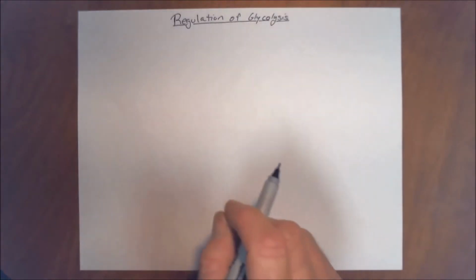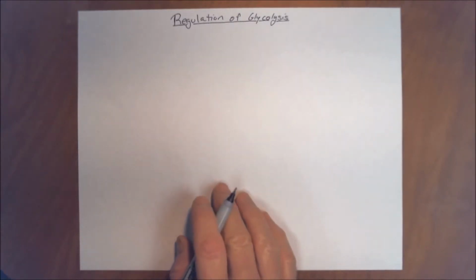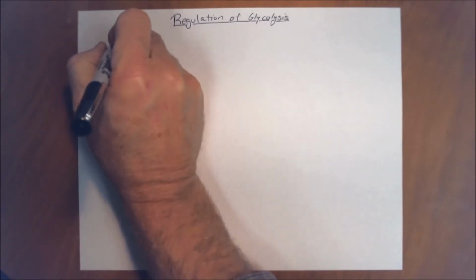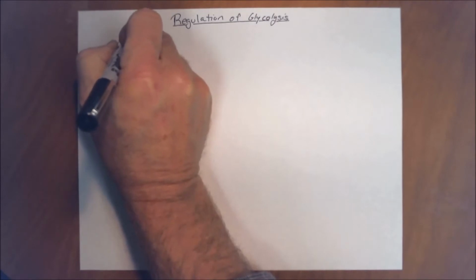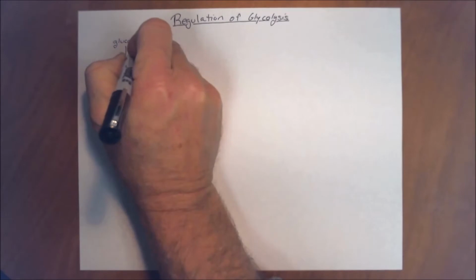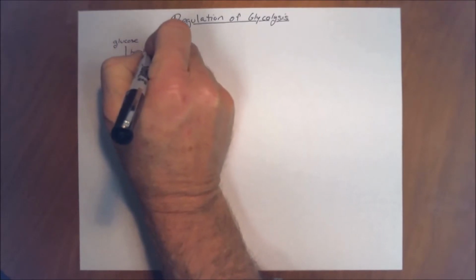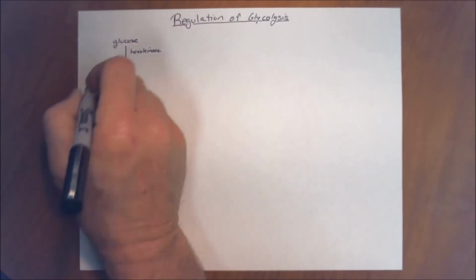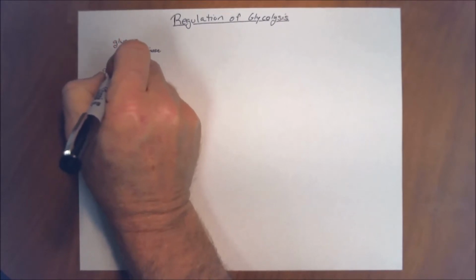Let's now look at the regulation of glycolysis. There are 3 steps in glycolysis that are regulated. The first one is upon entry of glucose by the enzyme hexokinase to form glucose 6-phosphate.